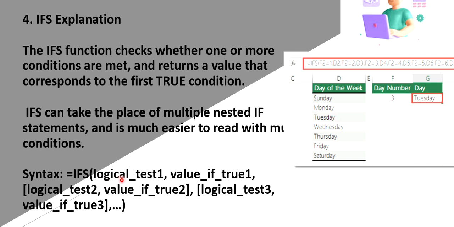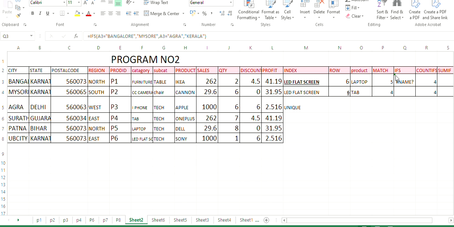So the syntax is given here. Already you know the syntax of IF. If the condition is true, based on the logical test, it will return the value. So again, the IF function. You click here and type IF A3. A3 is nothing but the column I have taken. A3 is Bangalore. If it is Bangalore, it will change to Agra if the condition is true. If the condition is false, it will change to Kerala. It is not supported in this system, so you can try it and you will get the output.